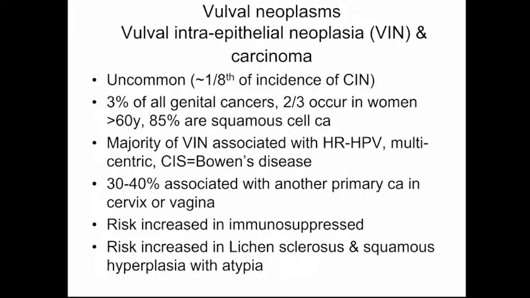The third entity, which now is less of a dystrophy, but pre-neoplastic and neoplastic, is the entity of vulvar intraepithelial neoplasia, and of course, progressing to carcinoma. Carcinoma and pre-malignant lesions of the vulva are uncommon compared to similar lesions in the cervix. About one-eighth of the incidence of CIN, carcinoma in situ of the cervix.